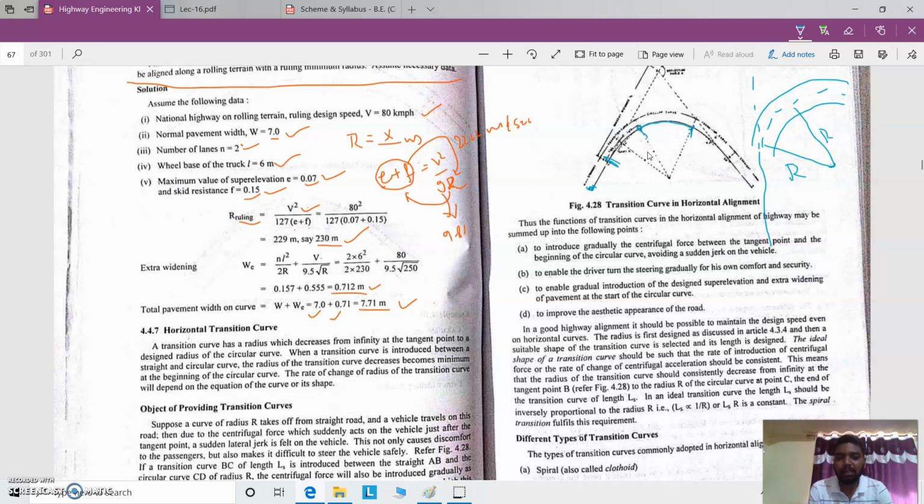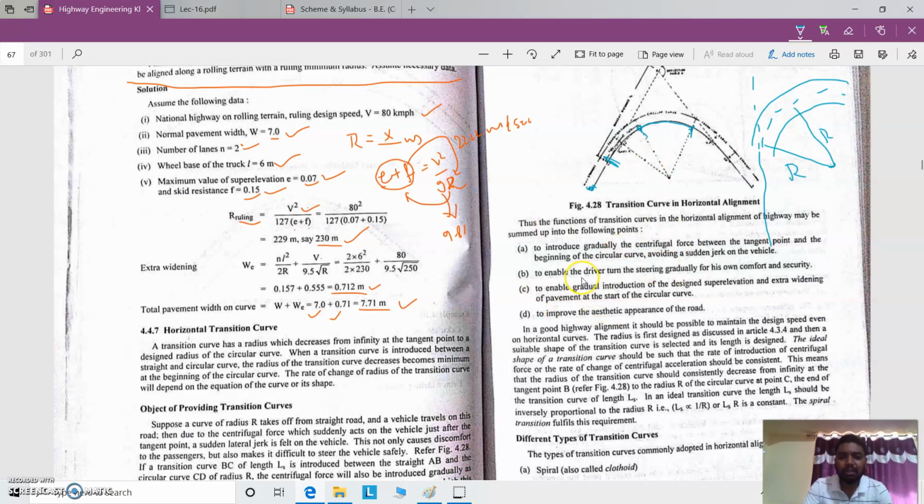The main conditions are to gradually introduce the centrifugal force between the tangent point and the starting point of the circular curve, so that the driver is capable of turning the steering gradually, and then the designed super elevation is gradually introduced, as well as the extra widening on the circular curve, and also a good aesthetic view is given to the alignment, right.